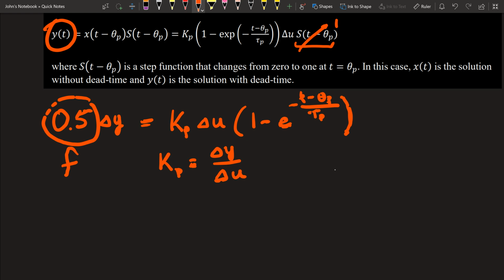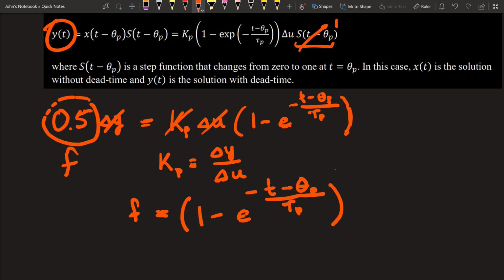So I can see that these are just going to cancel. I don't need to know the delta y. I don't need to know the delta u. I don't need to know the Kp because it's just defined this way. If I plug in Kp, those cancel. I'm left with the fraction of the way to steady state equal to 1 minus e to the minus (t minus theta p) divided by tau p. I'll close the parenthesis.